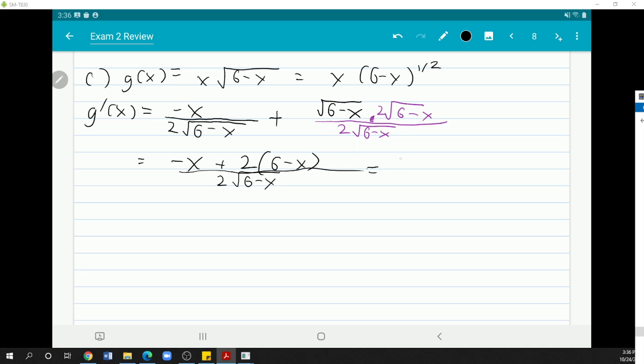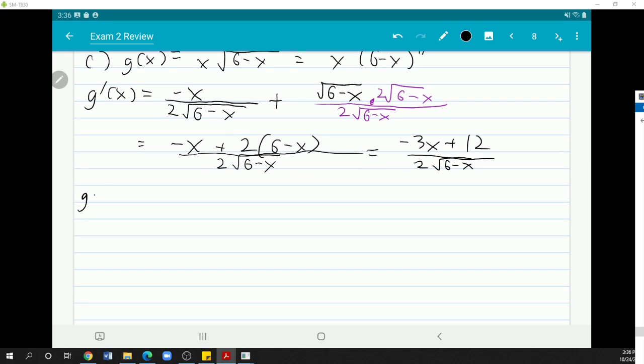So I get minus 3x, because I have minus x and then minus another 2x, plus 12, all divided by 2 root 6 minus x.